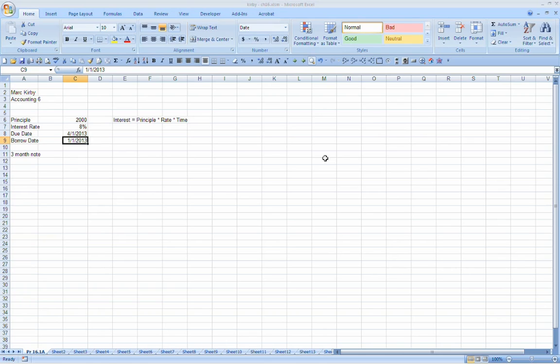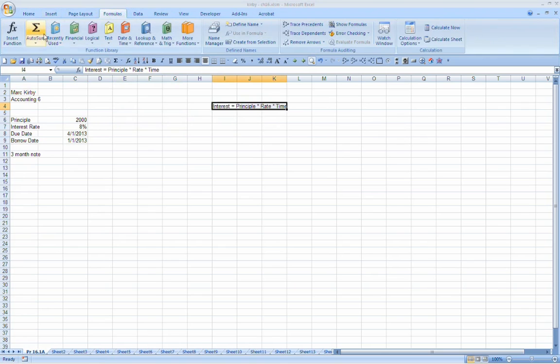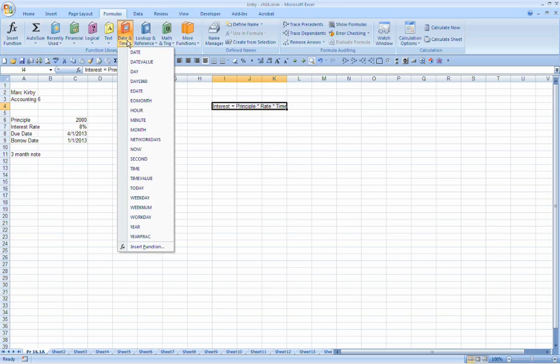But that's kind of an archaic way to do it, right? What if we have a whole bunch of these that we have to figure out? It would be nice to have Excel figure it out for us, and there's a way we can do that. There are some functions in Excel under Formulas, Date and Time. Excel does all kinds of date and time stuff, and we're going to use a couple of these. We can use them to calculate the due date of a note for us.